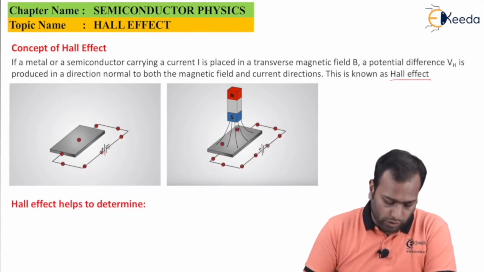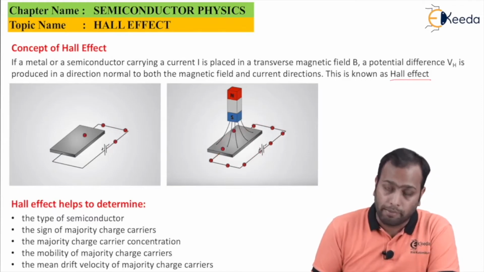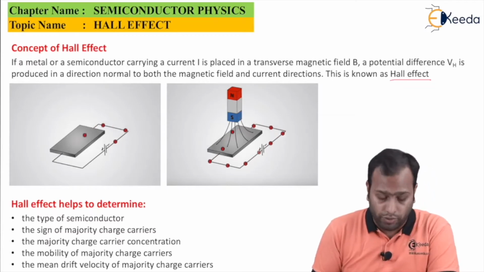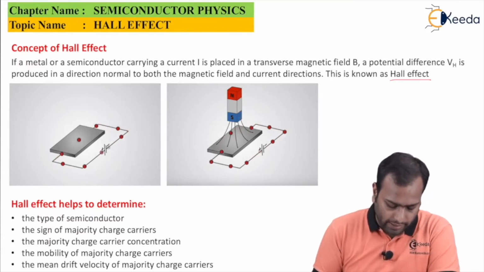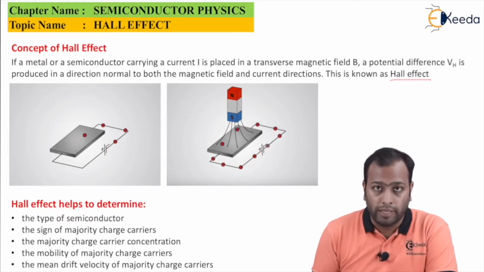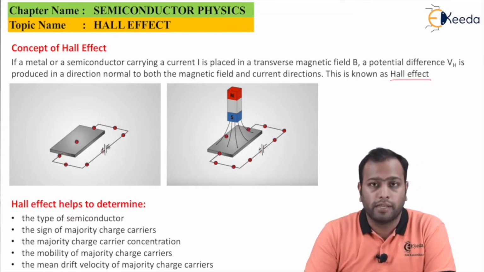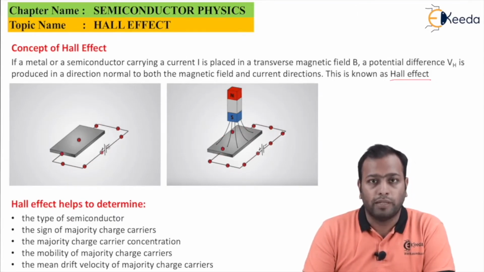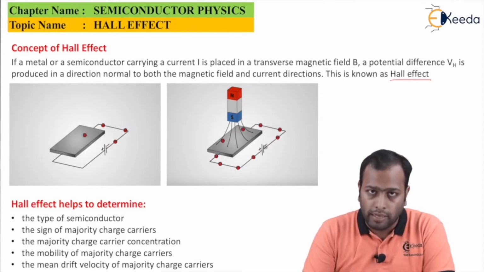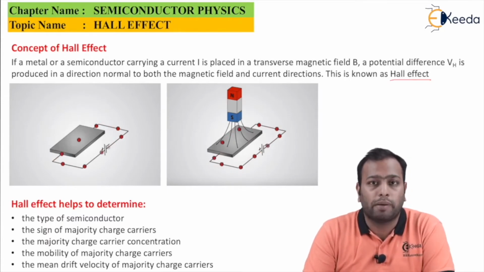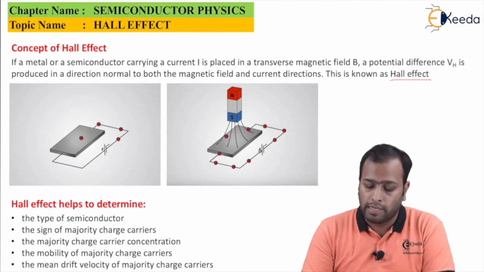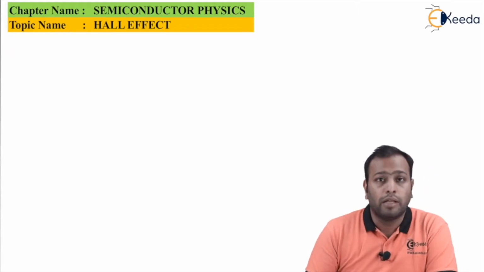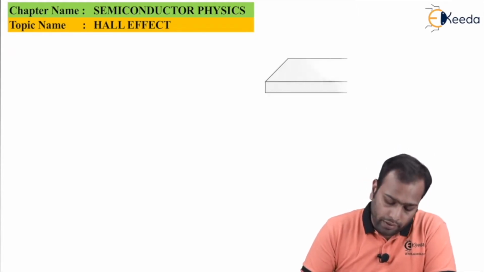Hall effect helps us to determine the following: the type of the semiconductor, the sign of the majority charge carriers, the majority charge carrier concentration, the mobility of the majority charge carriers, and the mean drift velocity of the majority charge carriers. Well, the majority charge carriers for an extrinsic N-type semiconductor would of course be the electrons, for P-type it would be the holes, and of course for metals it will be the electrons. So basically Hall effect is applicable to all the semiconductors and of course to the conductors, which are metals. Now let's dive deeper into it.